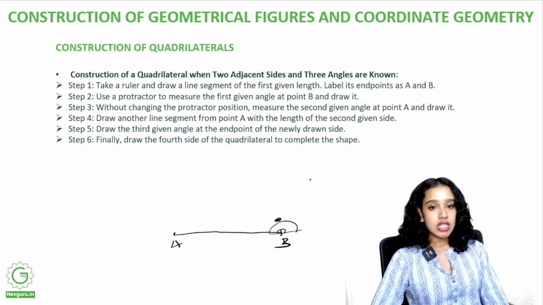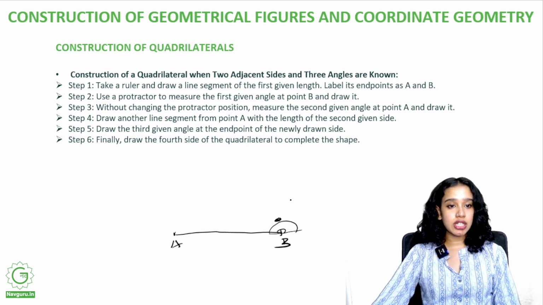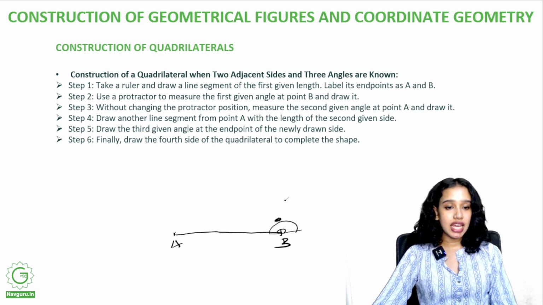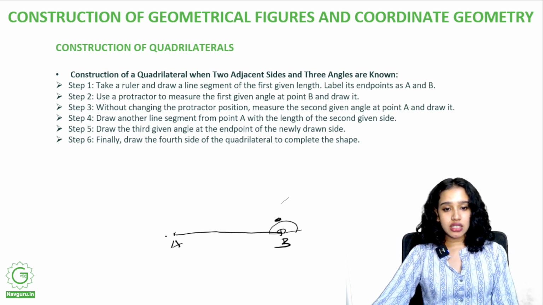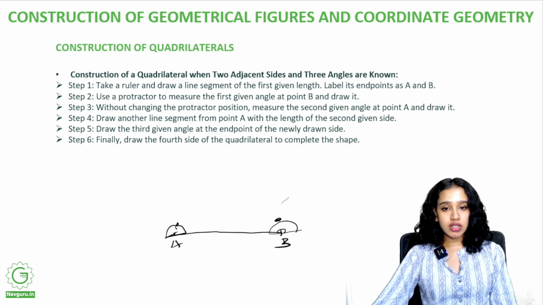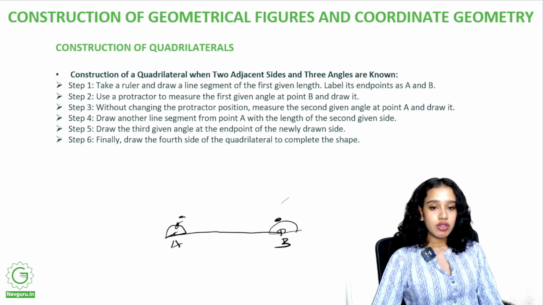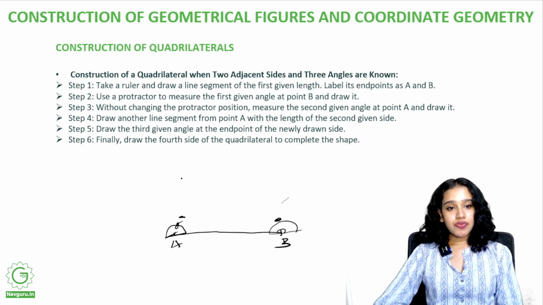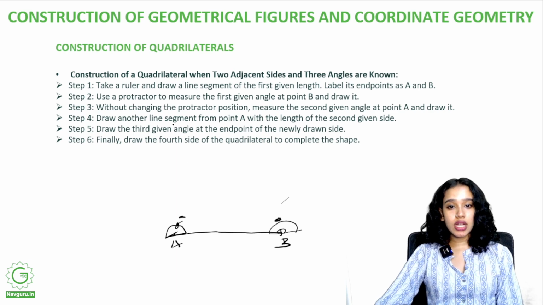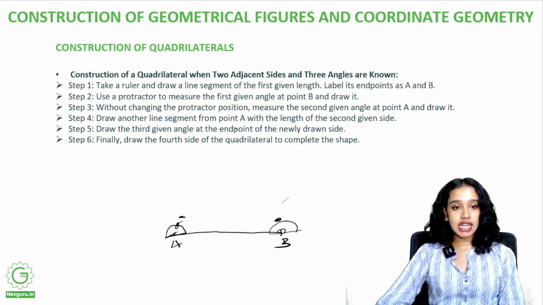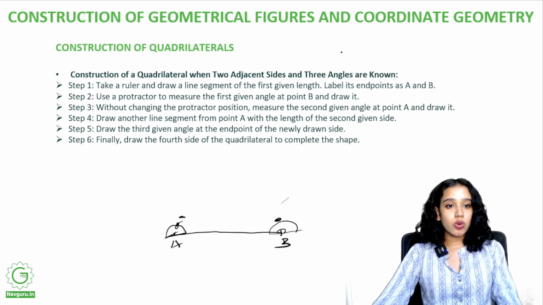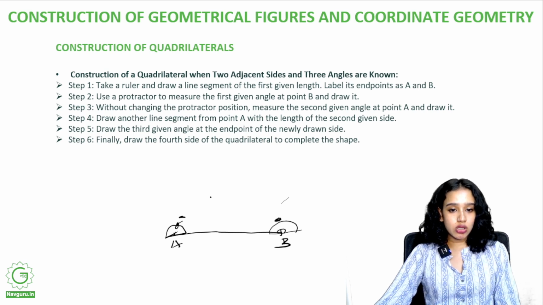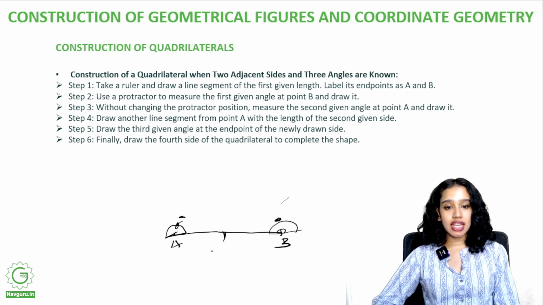Without changing the protractor position, measure the second given angle at point A and draw it. So we'll take what is given here and draw the angle. We'll mark the angle. Then draw another line segment from point A with the length of the given side. So two adjacent sides are given. One we took here, and we know the second adjacent side.